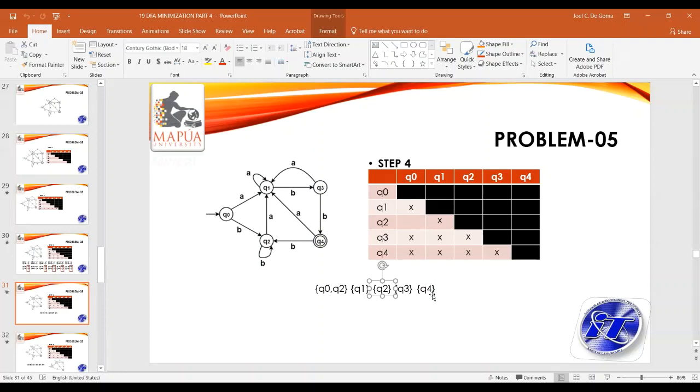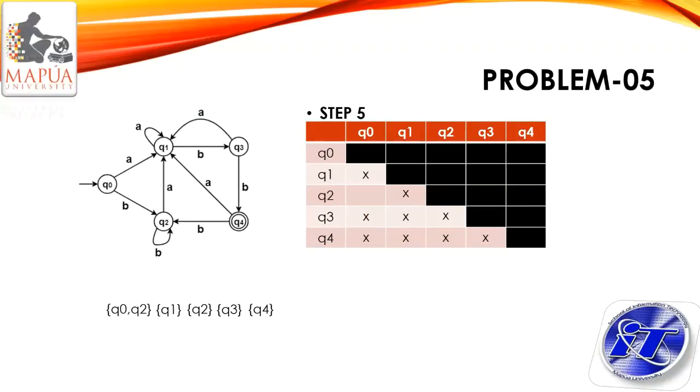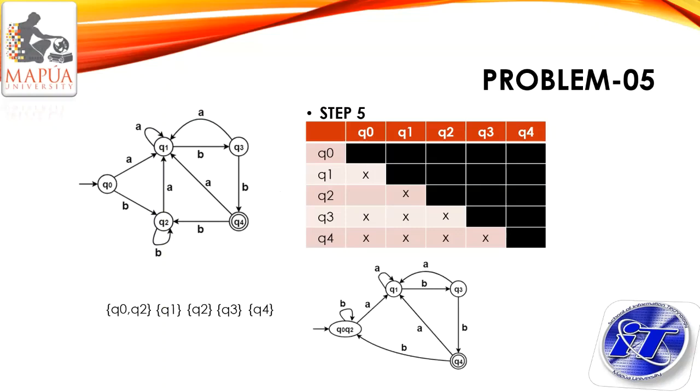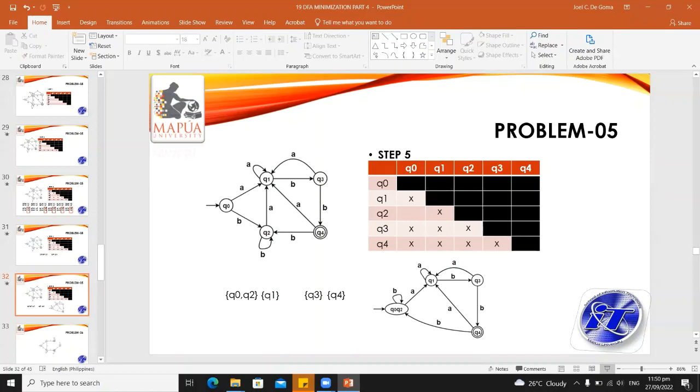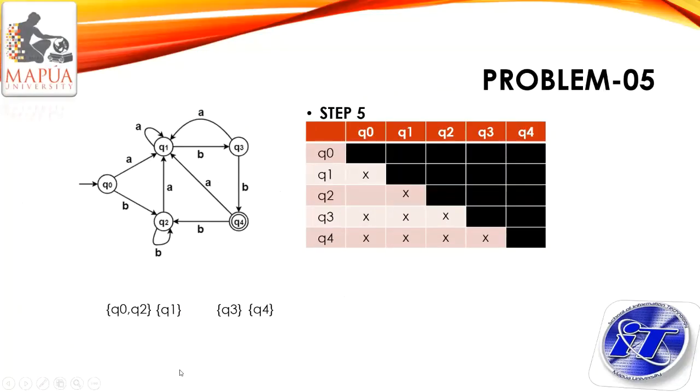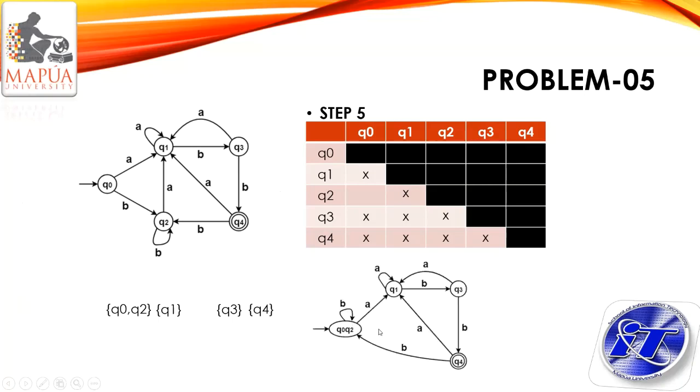So Q0, Q2, and Q2 should not be part of a new group. Going back. Q0, Q2 is not independent since not all cells are marked. So the final states will be Q0, Q2, Q1, Q3, and Q4. And this will be the new drawing for this automata.